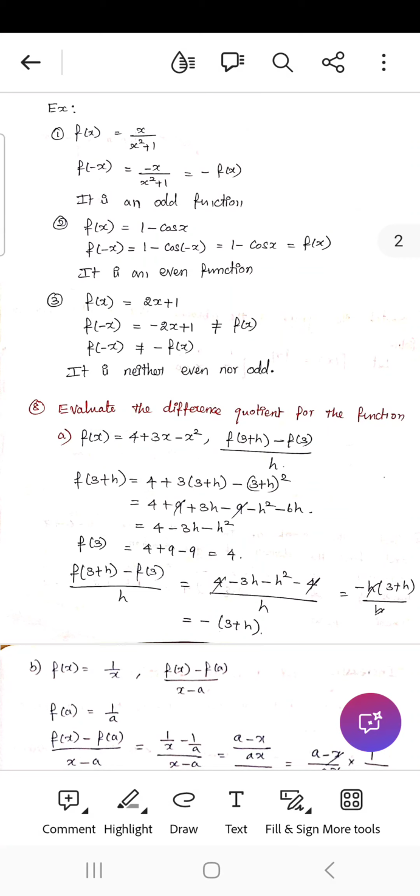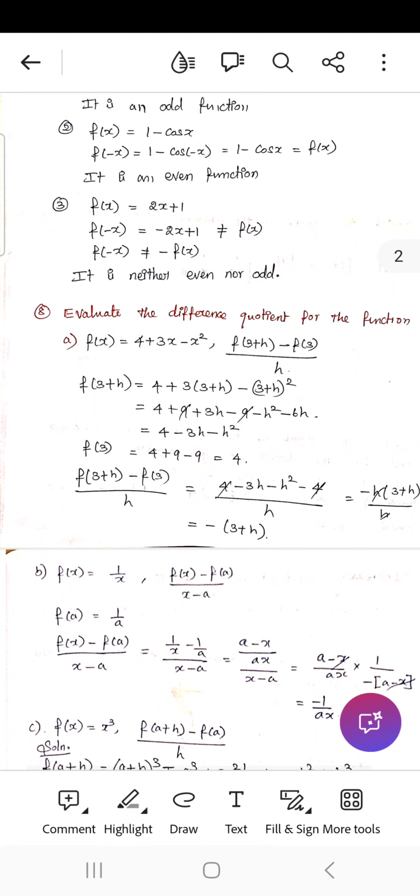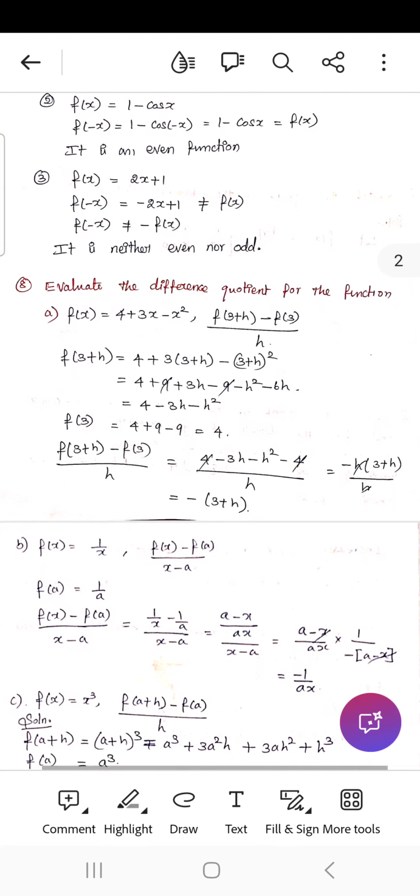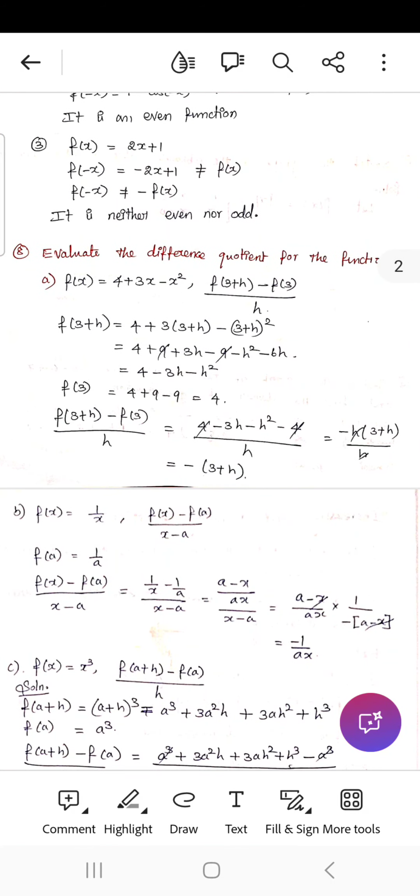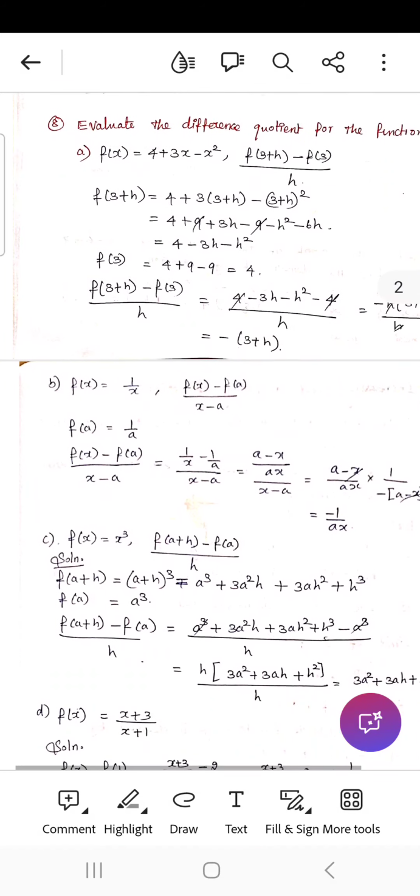We have to find f of 3 plus h minus f of 3 divided by h. For f of 3 plus h, x is replaced by 3 plus h: 4 plus 3 into 3 plus h minus 3 plus h the whole square. Expanding 3 plus h the whole square and cancelling plus and minus terms, we get the value 4 minus 3h minus h square. Calculating, f of 3 plus h minus f of 3 divided by h equals minus of 3 plus h.